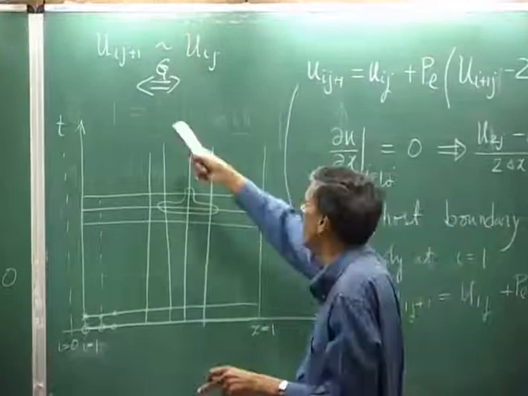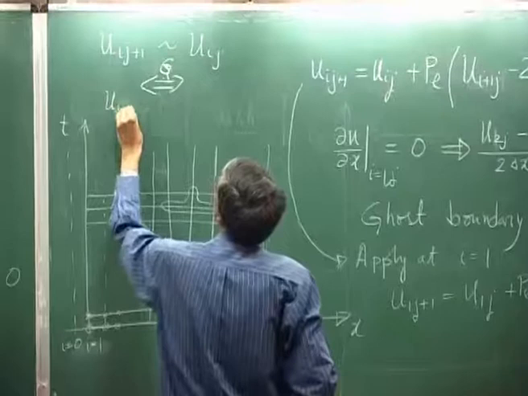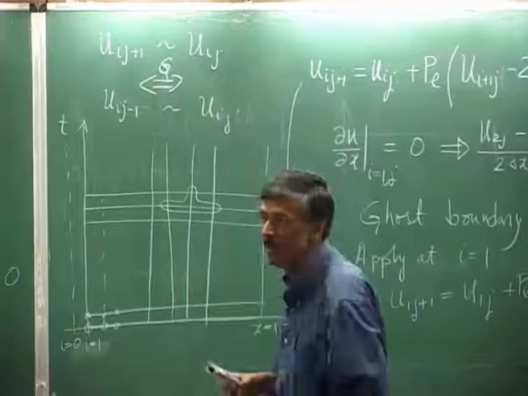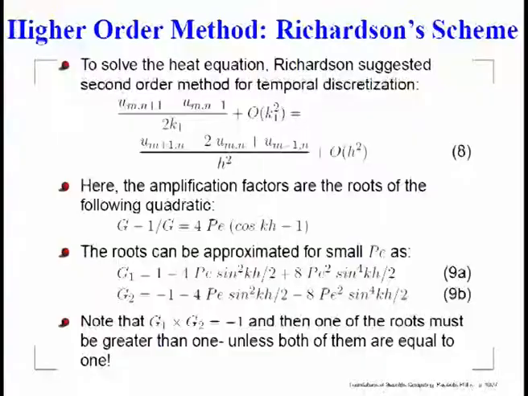What happens when I look at u_i^(j-1) and try to relate it with u_i^j? Then it will become 1 over g. That is what happened here. If I divide both sides by u_i^j, this will be u_i^(j-1) by u_i^j, so that would give me this 1 over g. So, one term will give us g, the next term will give us 1 over g. We just take this 2 to the other side, and everything remains as before.